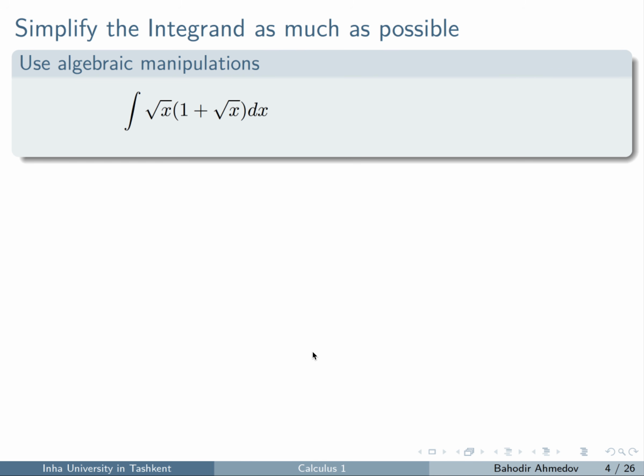First of all, if you are given a function, try to simplify the function as much as possible. For example, in this case, we can just open up the brackets and we're going to have this term, square root of x plus x, which is possible to do the integration using the formula of the power functions, right?